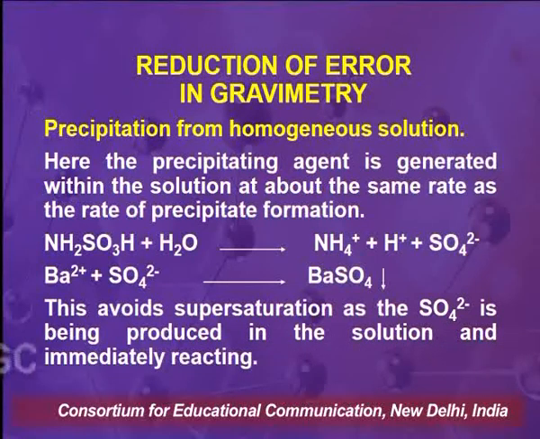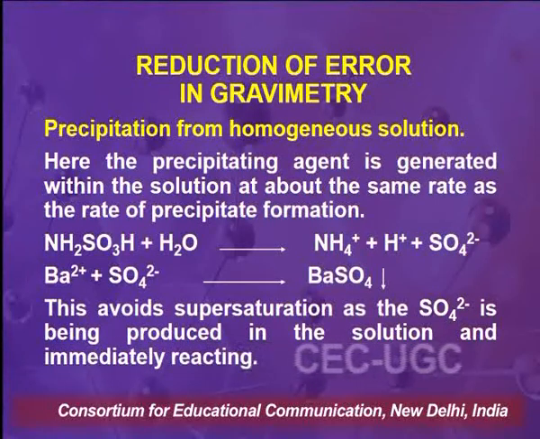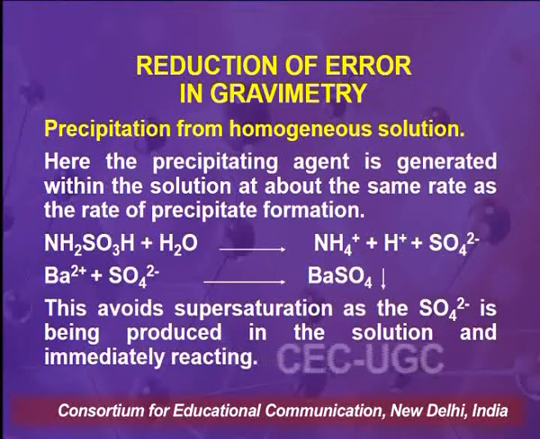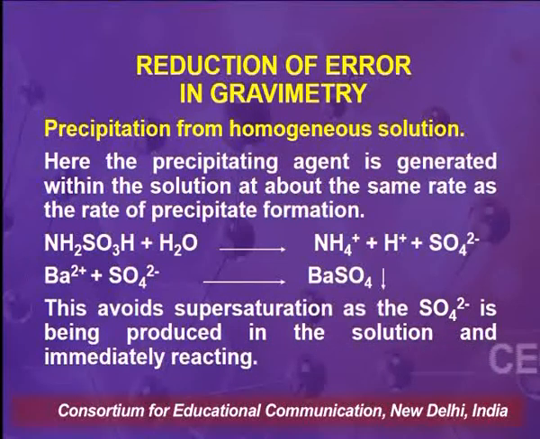NH2SO3H along with water gives ammonium ions, H+ ions and sulfate ions. The sulfate ions which are formed within the solution combine with barium ions to form barium sulfate precipitate. So, in a solution of barium chloride, if we add a solution of sulfamic acid, then it helps to generate sulfate ions within the solution. The sulfate ions which are generated within the solution combine with the barium ions to form barium sulfate precipitate.